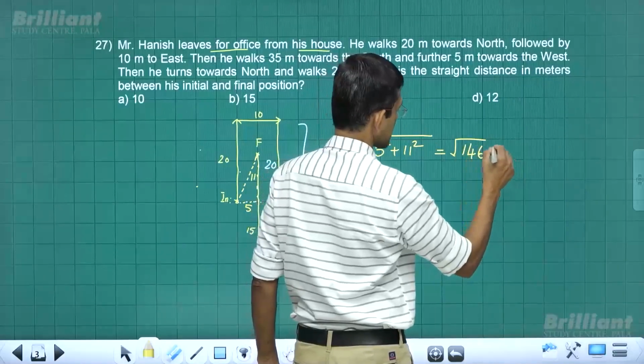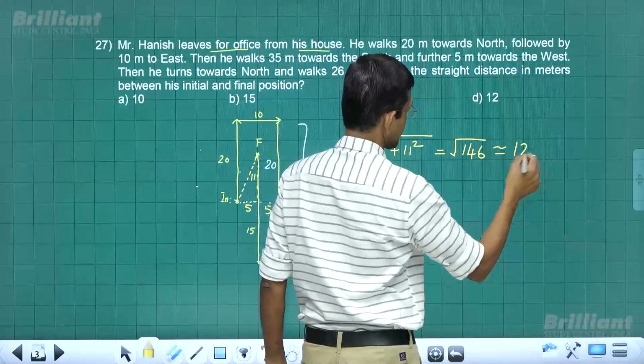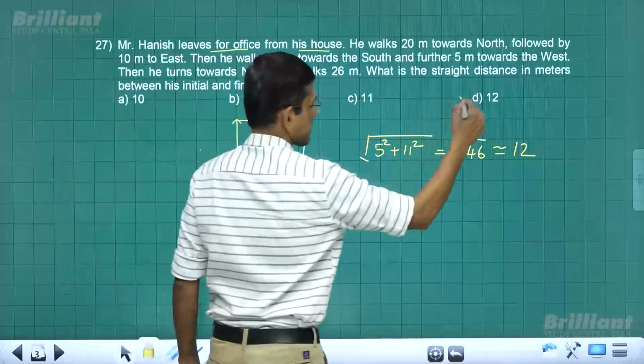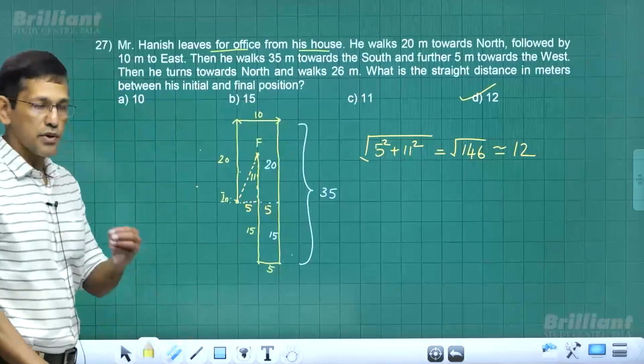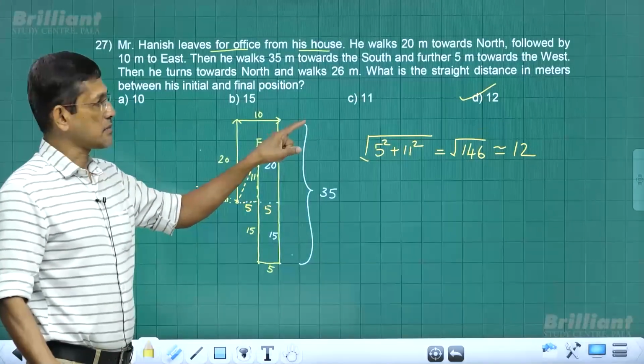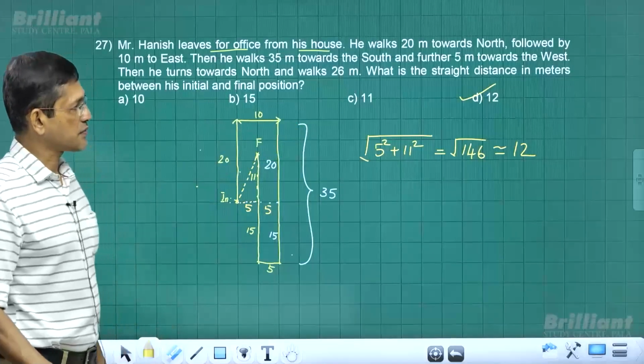That is approximately equal to 12. That is the answer to the question. So the answer we have is 12. It's 12 point something, but the best answer among the answer choices is 12. So we'll go for that answer.